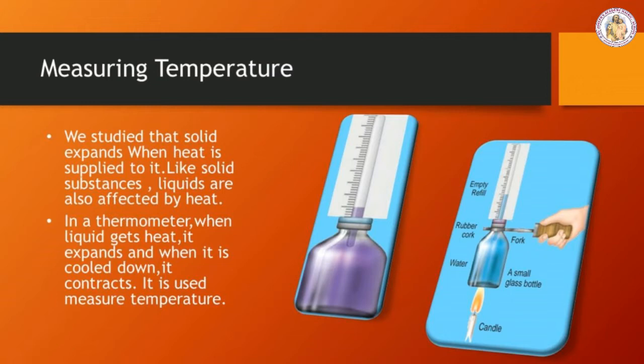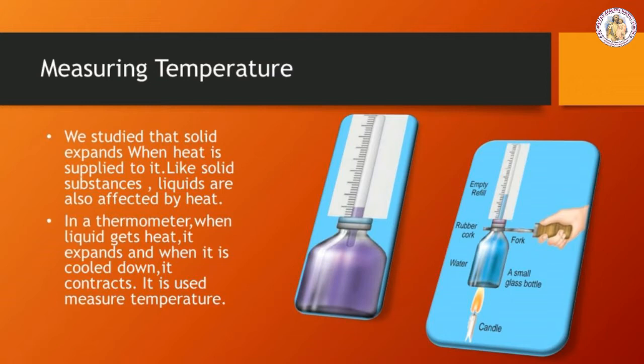Like solid substances, liquids are also affected by heat. To know this, we need to do an activity. So what are the requirements of this activity? It's simple: a small glass bottle, a rubber cork, an empty refill, water, color, a candle, a fork and a paper. What to do? Take a glass bottle, fill it with colored water. Make a hole at the center of the rubber cork. Next, pass the empty refill through the hole of the rubber cork.